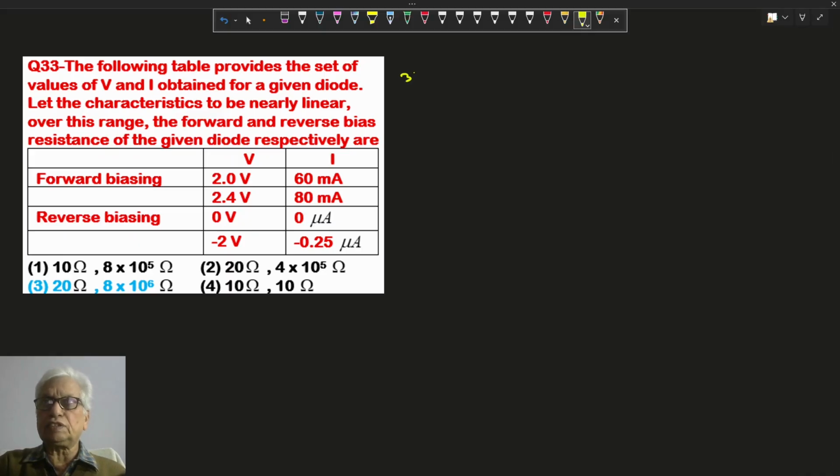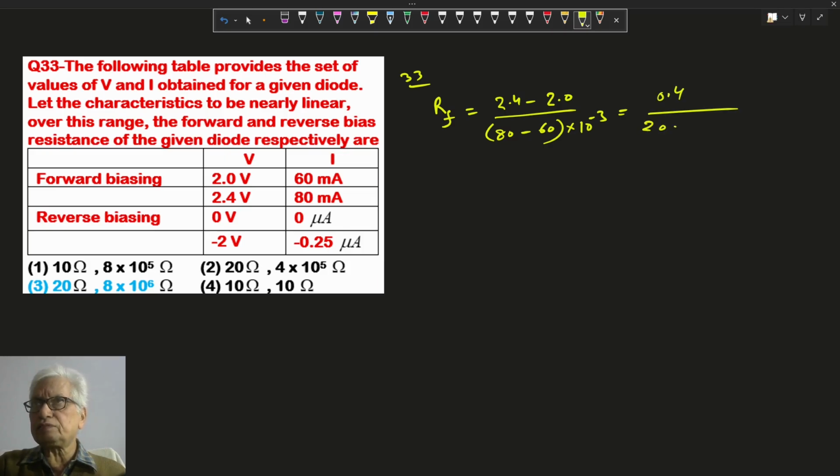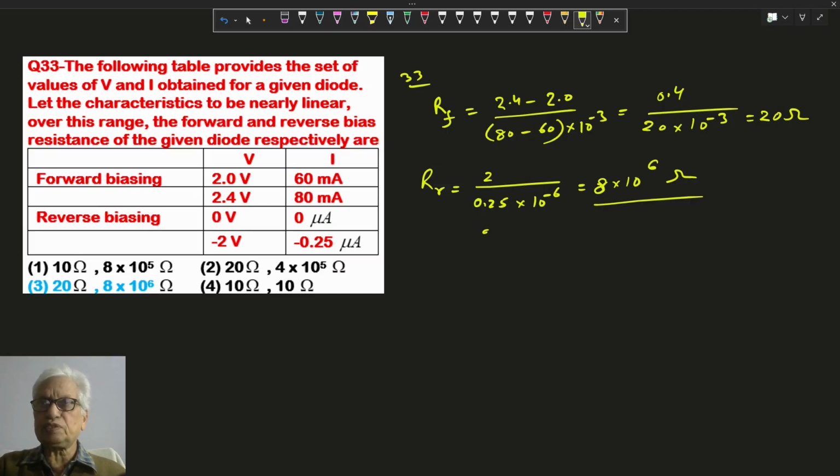Now in this question, in forward biasing, a table of voltage and current is given, for reverse also. So here the forward biasing resistance is given as change in voltage divided by change in current in milliamperes. So it is 0.4 divided by 20 into 10 to the power minus 3. It is 20 ohms. And the reverse biasing, 0 to minus 2 volts with only 1.5 microampere, means here 8 into 10 to the power 6 ohms. So option 3 is correct.